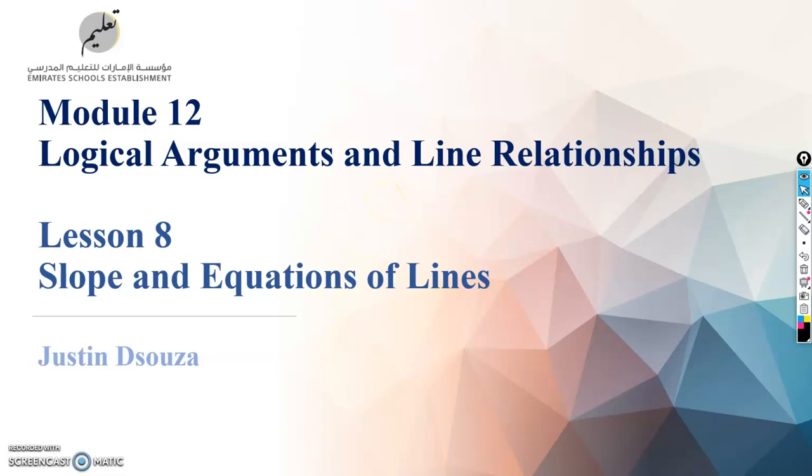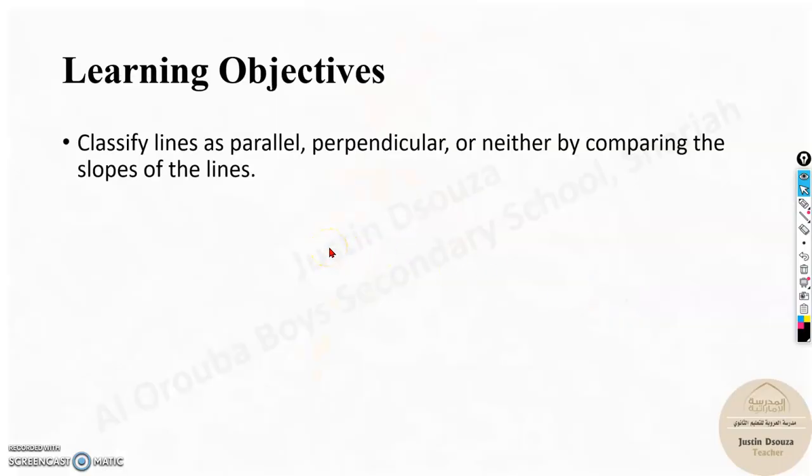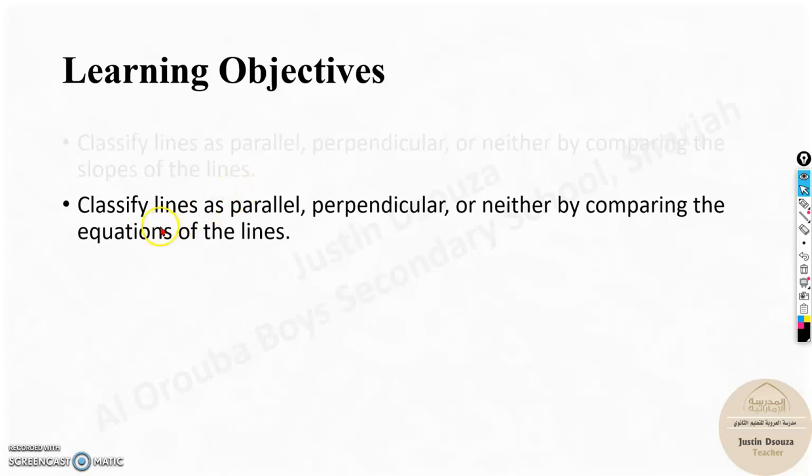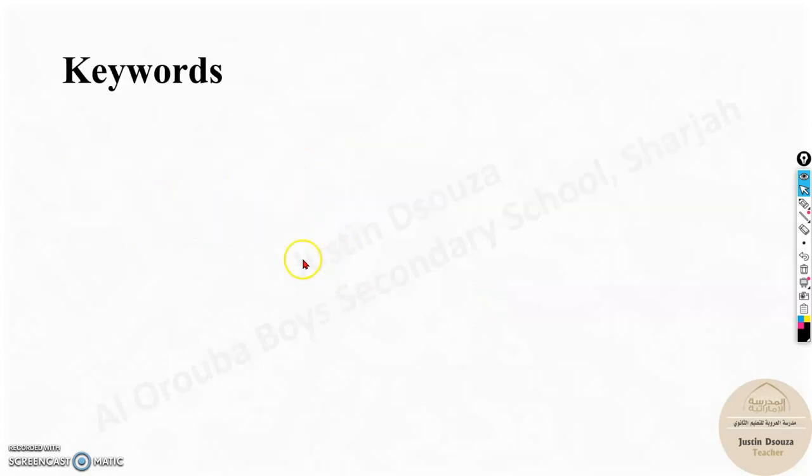The eighth lesson in Module 12 is about slope and equations of lines. The learning objectives of this lesson are: classify lines as parallel, perpendicular, or neither by comparing the slopes of the lines, and then classify lines as parallel, perpendicular, or neither by comparing the equations of the lines. Just by the slopes or by the equations, you can tell whether the lines are parallel or perpendicular or neither. So we will see how to do them.